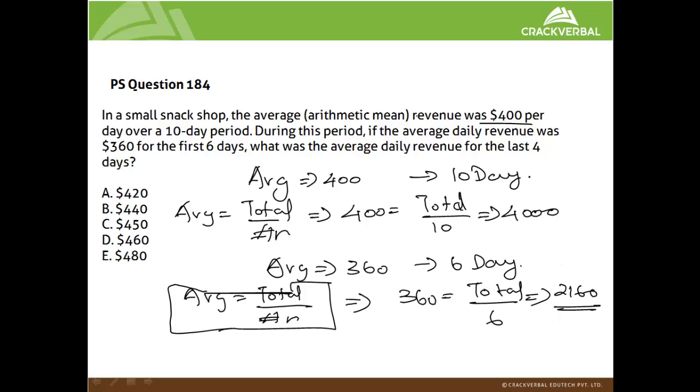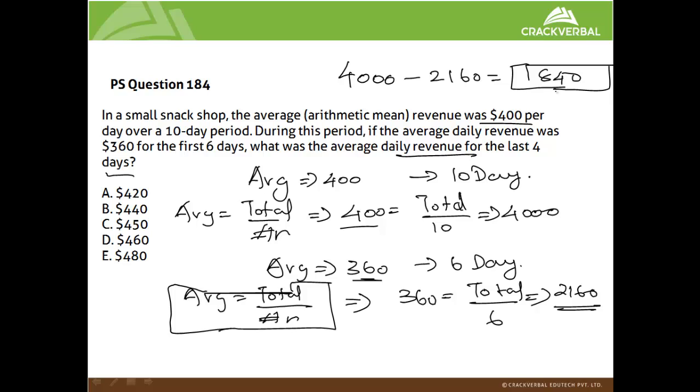So what was the average daily revenue for the last 4 days? Pretty simple question. For the remaining 4 days, the average should definitely be more than 400, because every day they were supposed to earn 400 so that the total for the 10 days was 4000. They are only making 360, $40 less. So 4000 minus 2160 will get you 1840, right? 1840 would be the remaining value.